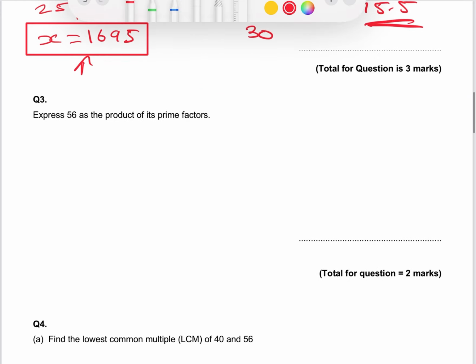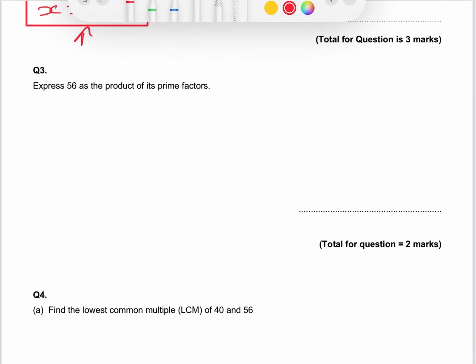Okay. Right, next question, 2 marks, is prime factors. Some people forget how to express a number as a product of its primes. Good idea is write down your first few primes. So remember, a prime only has 2 factors, itself and 1. So we have 2, 3, 5, 7, 11. Okay, so that might do it.